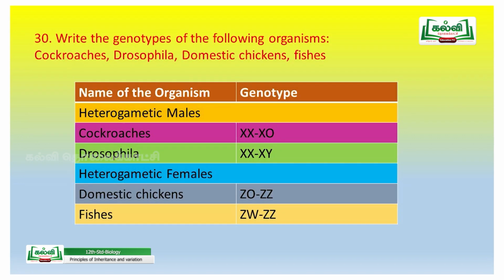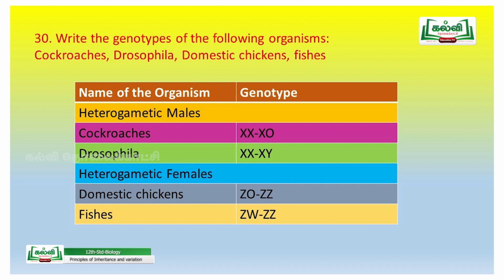The 30th question: write the genotypes of the following organisms. You should know the genotypes of the following organisms. Cockroaches, Drosophila, domestic chickens and fishes are given here. You have many more examples also, and you should remember those things. In this they have asked cockroaches.